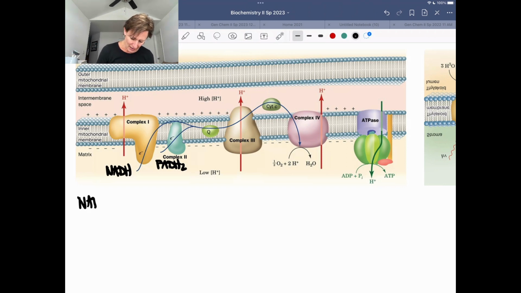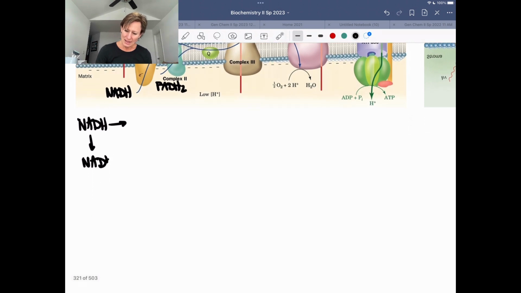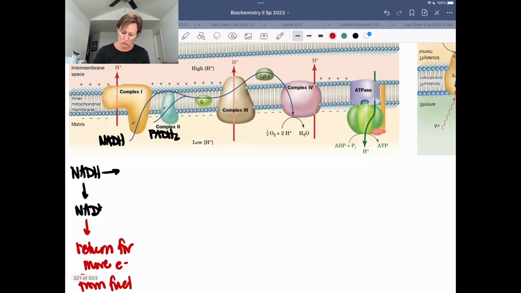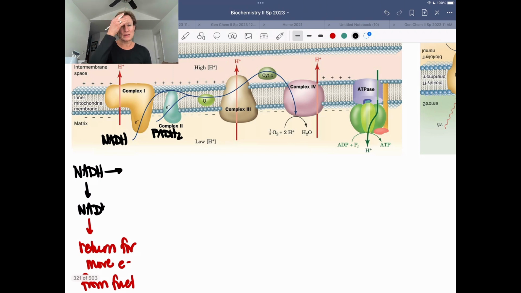Okay, so we've got NADH. NADH is going to become oxidized, give up its electrons, and become NAD+. And the key here is that we are going to return for more electrons from fuel oxidation. So let's walk through what's happening here.